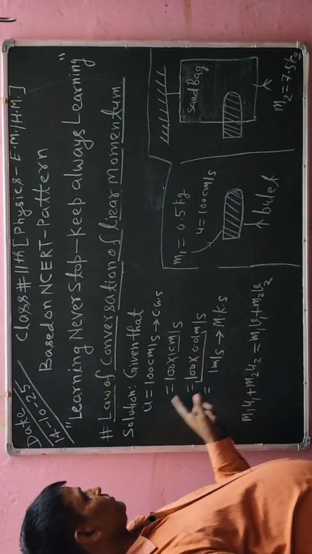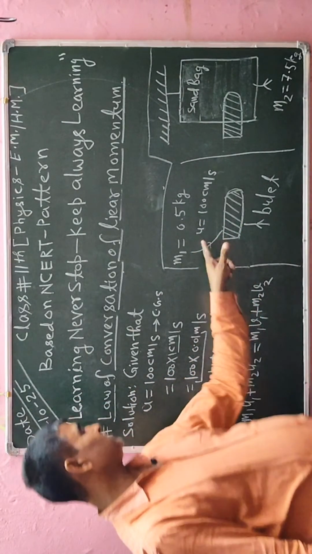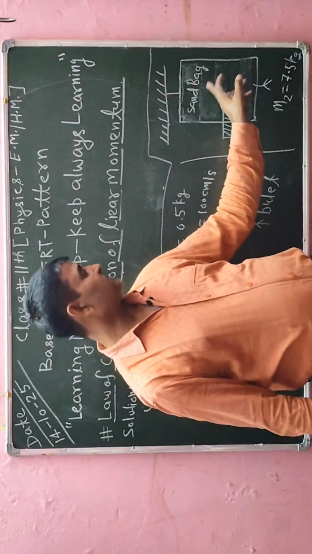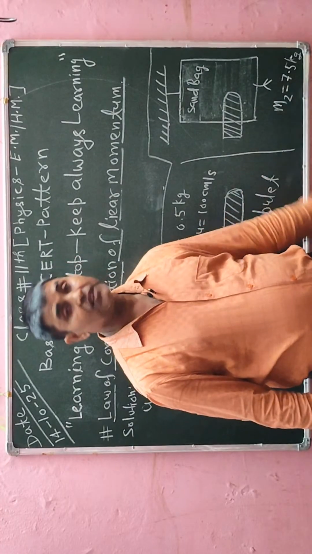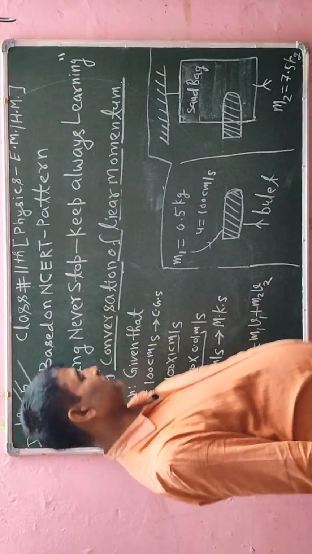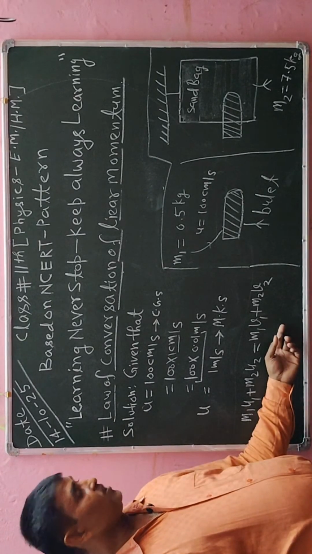Okay, so mass is available in MKS system, and velocity I have already calculated in MKS system, and the second object, that is sandbag, is given in MKS system. So all information is available in MKS system. So I will use the concept of law of conservation of linear momentum, and then we will solve it.